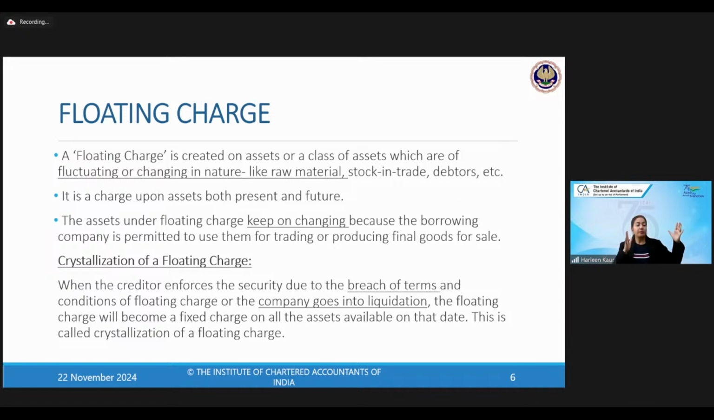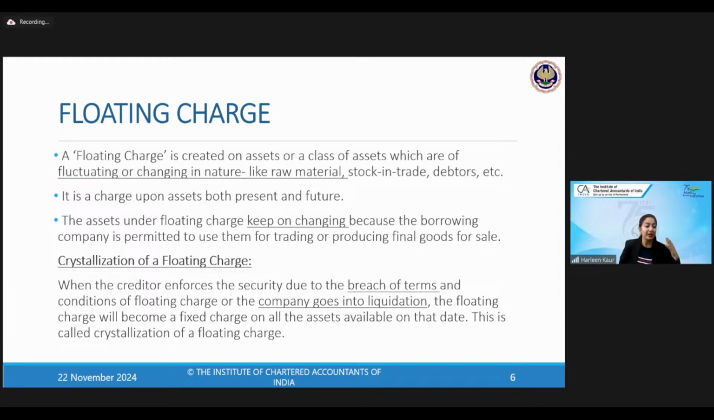Now, say for example, I have 10 packets of salt in my shop when I took a loan. It will not remain the same 10 packets. I'll be selling the salt, I'll be purchasing more from the wholesalers, I'll be selling it in the market. Or the raw materials that I have given against the security will be converted into finished goods. So earlier it was raw material of 10 rupees, now it is 100 rupees of finished goods. So these assets keep on changing. They are of changing nature. But the charge is on present as well as future. Now 10 rupees raw material was a charge, now the 100 rupees finished good is part of the charge. So here you can either use the goods or you can even permit it to sell the goods.